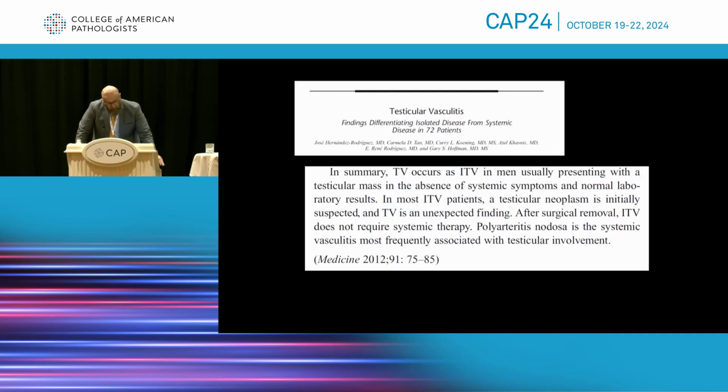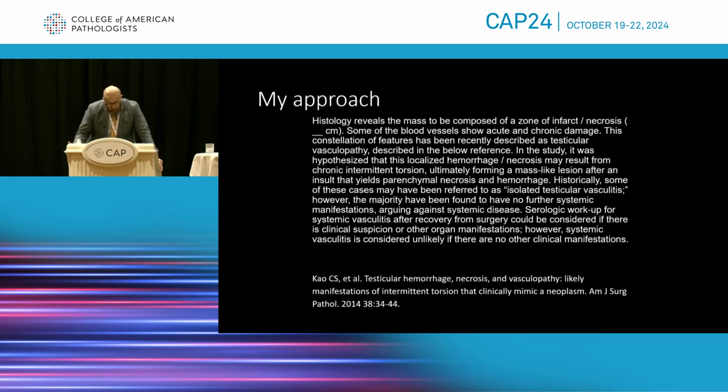And then again, a study that features some of our cardiovascular pathologists from the Cleveland Clinic, they looked at testicular vasculitis as well and found similarly that most of these patients didn't have systemic disease and that the pattern was most like polyarteritis nodosa. So my approach, when I encounter a lesion like this, I describe that there's an area of hemorrhage, necrosis, and that the blood vessels are damaged. And I cite the study from Dr. Kao and colleagues suggesting that this perhaps results from chronic intermittent torsion or some other form of chronic vascular injury, which eventually reaches a breaking point and causes a hemorrhage or hemorrhagic mass lesion.